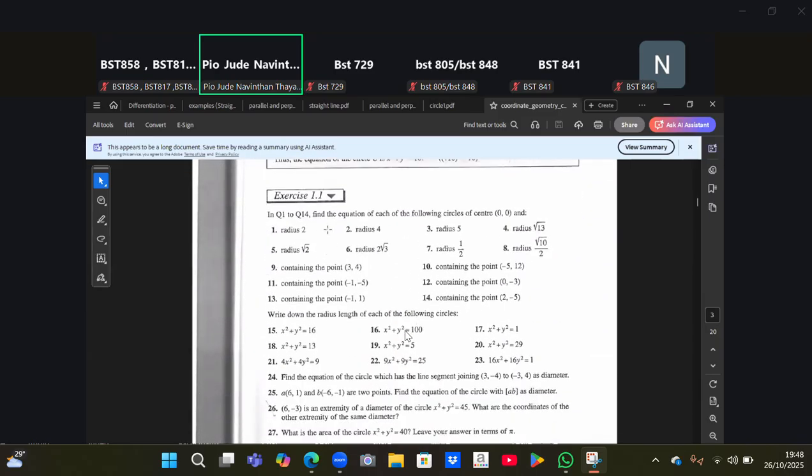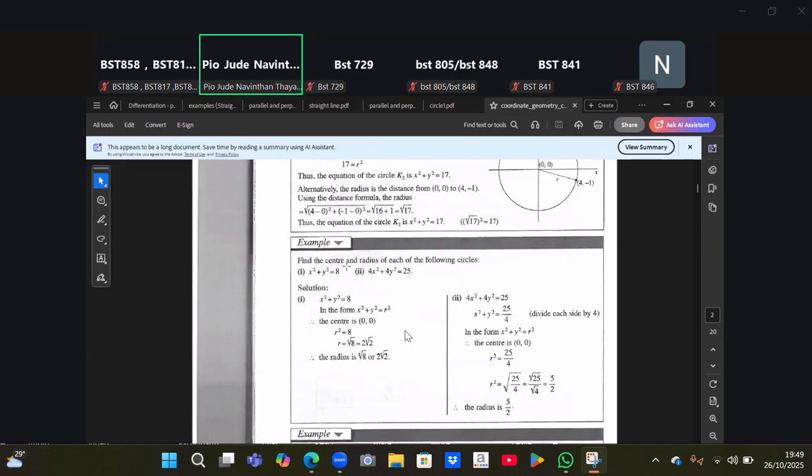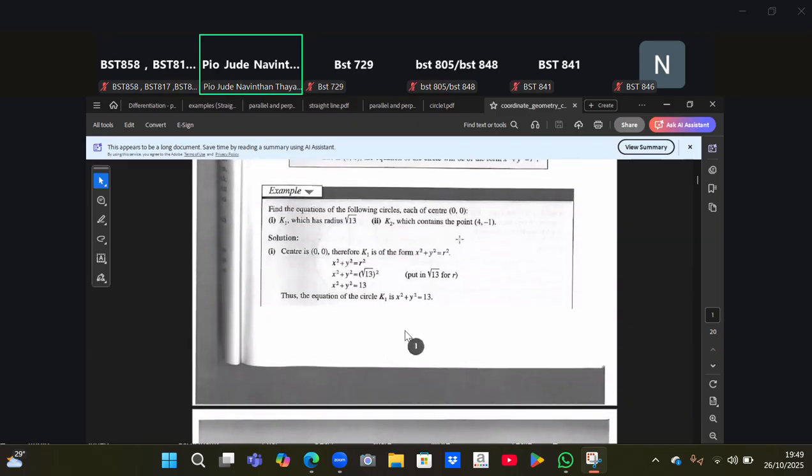Find the equation of each of the following circles centered at (0, 0). With radius 2, x square plus y square is equal to 2 square. Therefore, x square plus y square is equal to 4. Radius 4, radius 5, right? And the next one passes through the point (4, -1). So this one is satisfying x square plus y square is equal to r square.